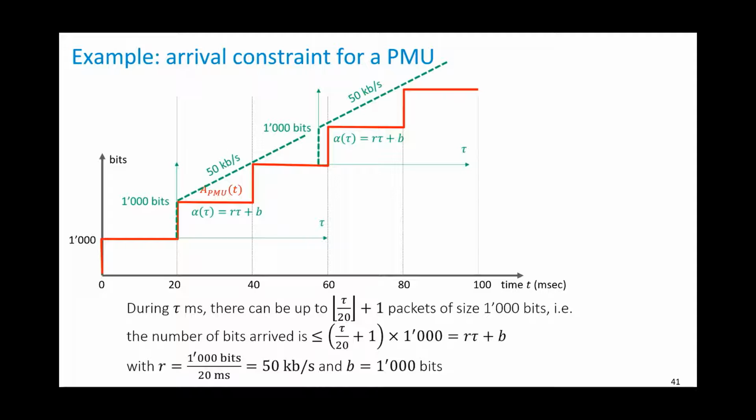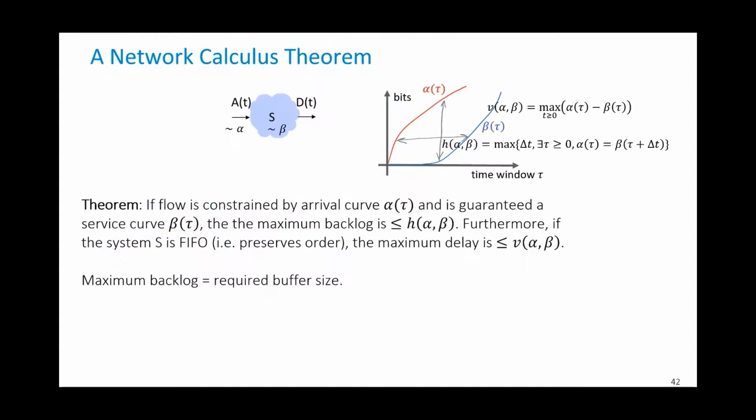It looks a bit complicated. It's a complicated way to capture the fact that it sends at most 1000 bits every 20 milliseconds, but the reason is the following one. If you remember what we had with our arrival and departure cumulative functions, we saw that we could see the delay by the horizontal and vertical deviations.